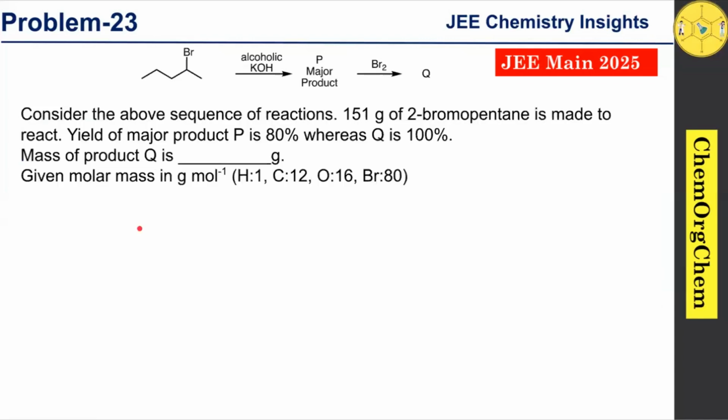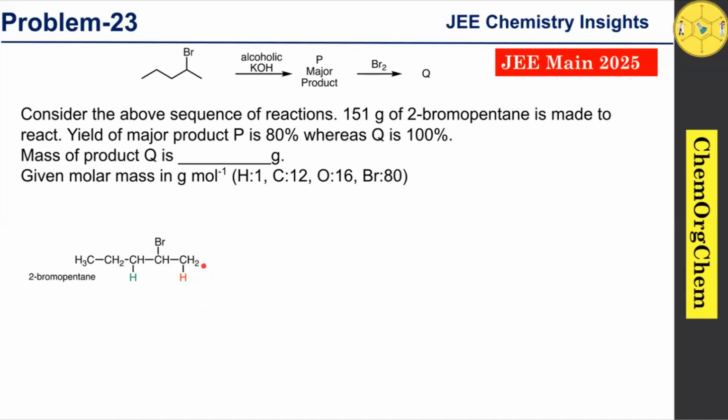For that, first you write down 2-bromopentane. This is 2-bromopentane, which reacts with alcoholic potassium hydroxide. Here alcoholic potassium hydroxide acts as a base. In particular, this reaction is an elimination reaction. More exactly, this reaction is an E2 elimination reaction. According to E2 elimination, hydrogen bromide is going to be eliminated. In this particular 2-bromopentane compound, there are two possibilities.